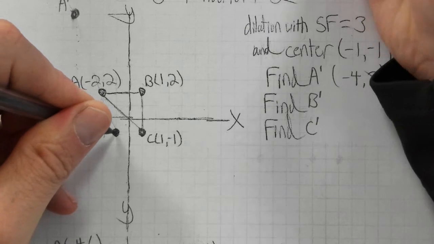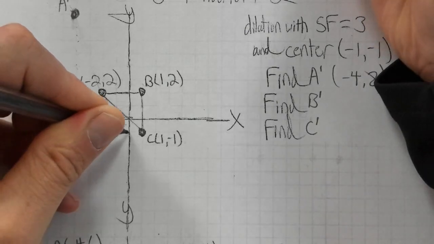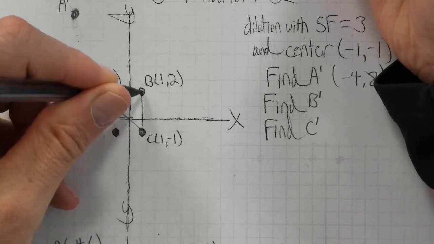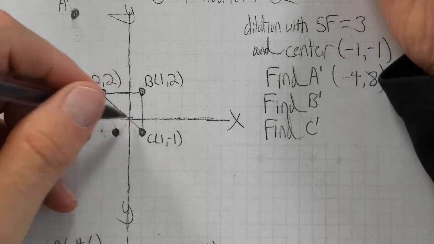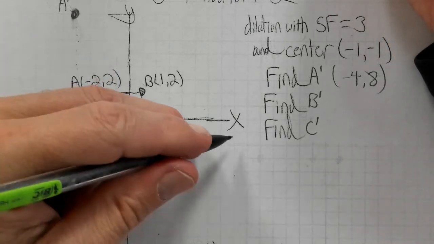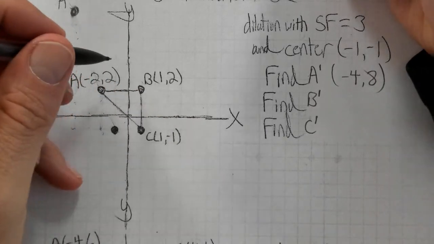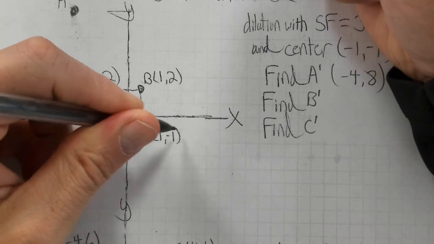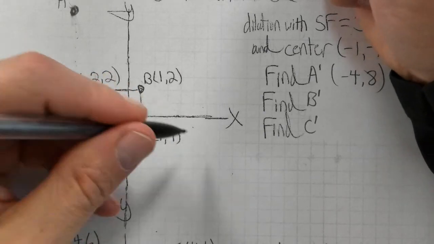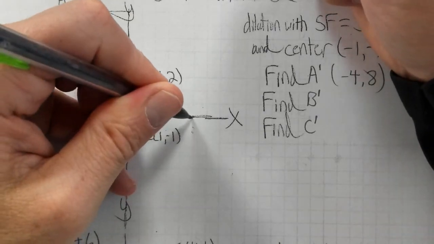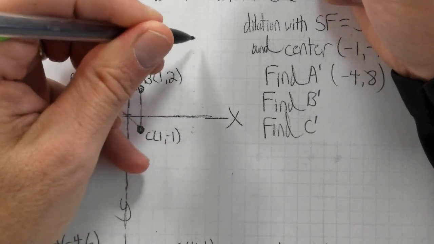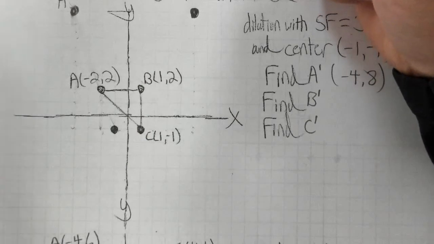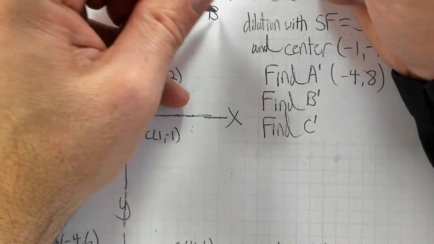So point B from the center of dilation is over 2 and up 1, 2, 3. Over 2, up 3. Okay, so everything is going to be 3 times as far over, 3 times as far up. So instead of over 2, I need to go 1, 2, 3, 4, 5, 6. And instead of up 3, I need to go 1, 2, 3, 4, 5, 6, 7, 8, and 9. Alright, so there's my B prime.